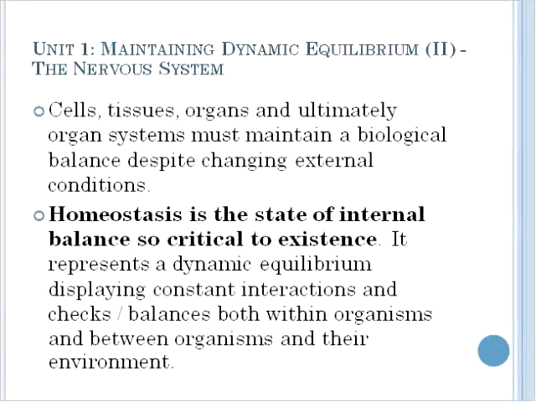Now, if we look at the nervous system, keep in mind that this topic was covered in Unit 1, the Homeostasis unit. Realize that cells, tissues, organs, and certainly organ systems all interact, all must continue to function, and all must maintain a biological balance in spite of changing external conditions. When the environment changes, the body's cells, tissues, and organs must still maintain a constant steady state. That constant steady state we know as homeostasis. And homeostasis, that balance, is very critical to our existence.